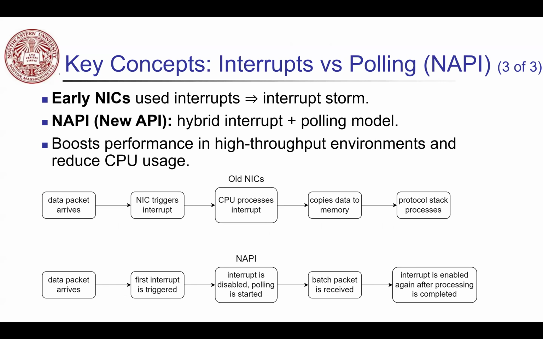Thirdly, is a topic about interrupts versus polling. In old NICs, each data packet would invoke an interrupt, and it has no batch processing capabilities. While in NAPI, it uses a hybrid interrupt plus polling and dynamic adjustment mechanism, which boosts performance in high throughput environments and reduces CPU usage.